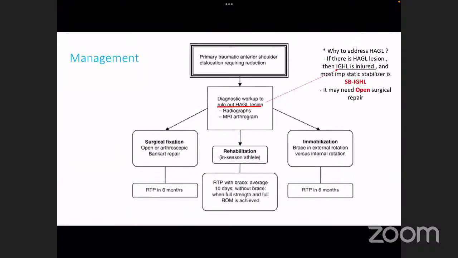So this is a very nice algorithm regarding the primary traumatic shoulder dislocation requiring reduction. You always have to rule out Hagel lesions, as I told you before, by MRI arthrogram. Surgical fixation is required, either open or arthroscopic Bankart, and rehabilitation for 6 months. Rehabilitation if surgery is required involves bracing and range of motion, and the mobilization should be done in external rotation, as I talked about before, with return to sport within or after 6 months.